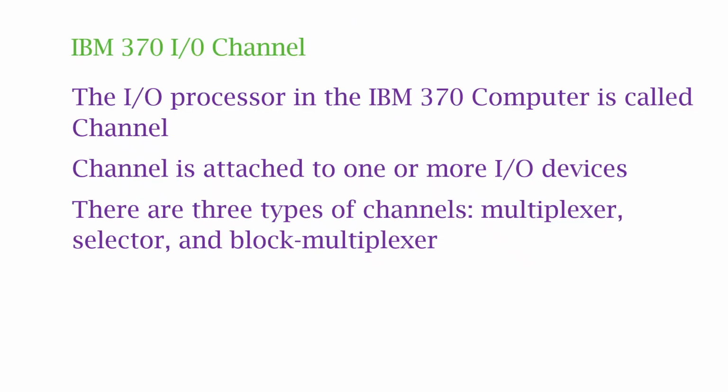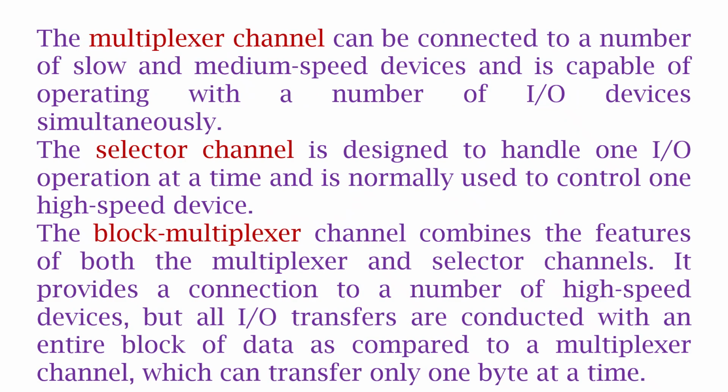The IO processor in IBM 370 is called a channel. The channel is attached to one or more IO devices. There are three types of channel here. One is called multiplexer, the second one is selector, and the third one is block multiplexer. The multiplexer channel can be connected to a number of slow and medium speed devices, and it is capable of operating with a number of IO devices simultaneously.